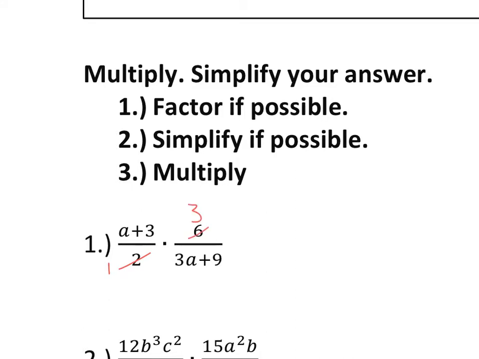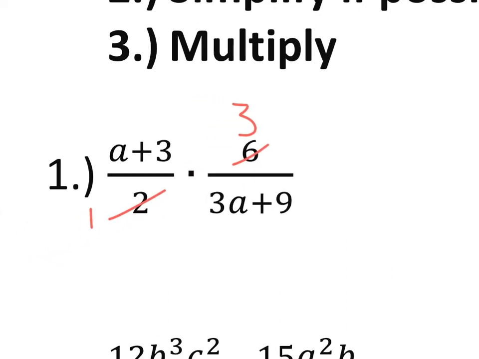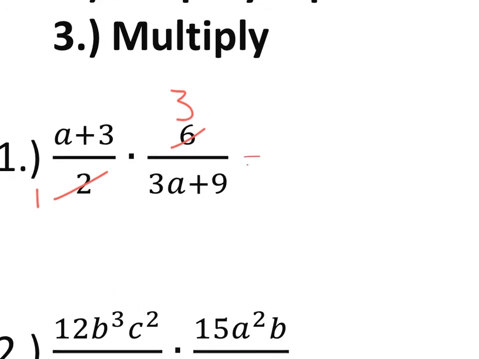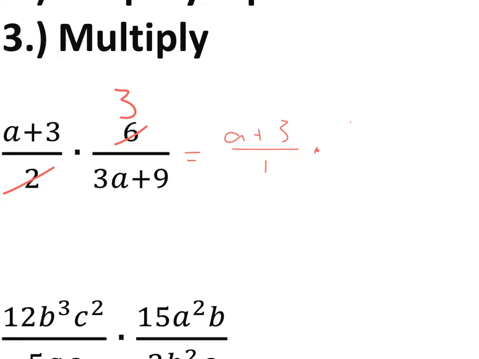Now, the other thing we want to do is factor, because watch what happens when I factor this term right here, this 3a plus 9. Think about what I can pull out of there. I can pull out a GCF. So this becomes a plus 3, and now it's over 1, because I factored that 2, times 3 over, and if I pull the GCF out of this bottom binomial, I get 3 times a plus 3.